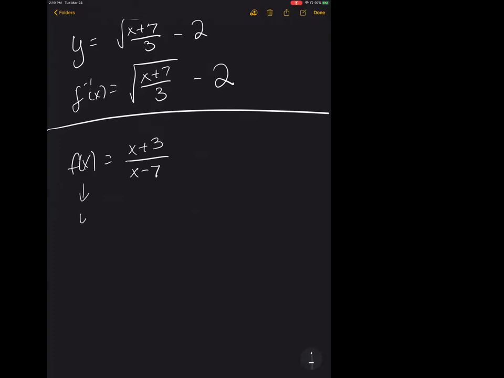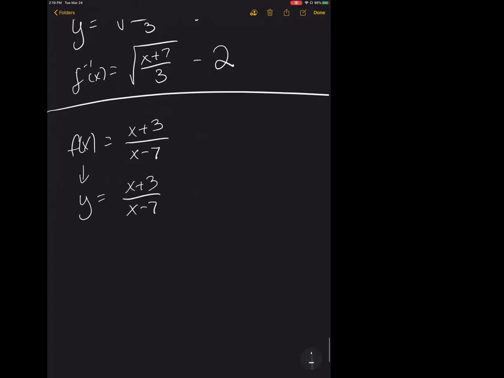Change f of x to y. So y is equal to x plus 3 over x minus 7. And then, just like before, I switch x and y. So everywhere I have y, I write x. Everywhere I have x, I have y. But that leads to a simple problem. If I am solving for y, how can I solve for y when I have 2 of them?